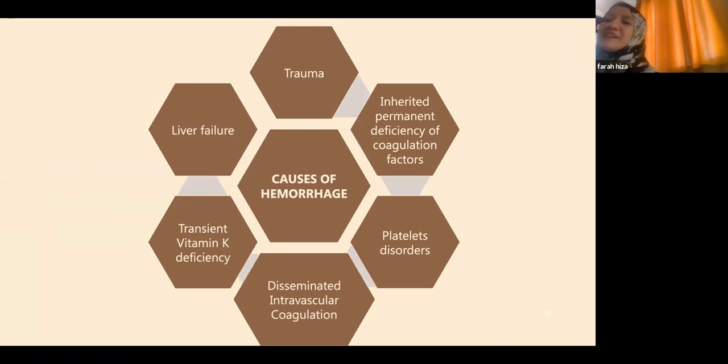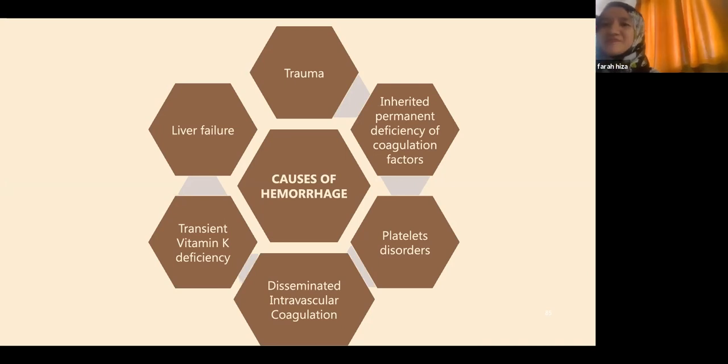So the causes of hemorrhage, like my friends already presented before, there are a lot of causes of hemorrhage in newborn. The first one is of course trauma. Then we have liver failure, which is one of the mechanisms that lead to HDN. Then transient vitamin K deficiency, which is the physiological condition in newborn that leads to vitamin K deficiency. I will explain later. DIC, a pathological condition of bleeding disorder, platelet disorders, like Nija presented, and also inherited permanent deficiency of coagulation factors.